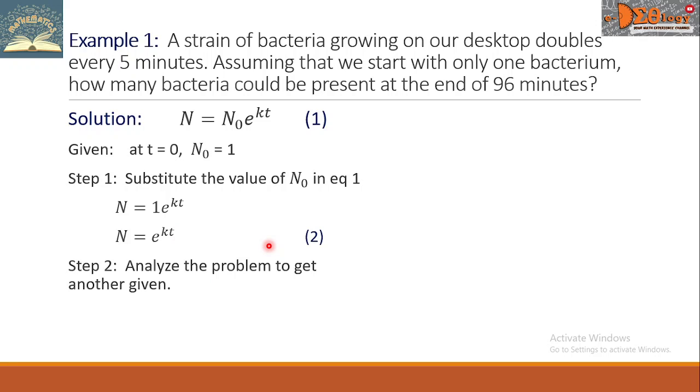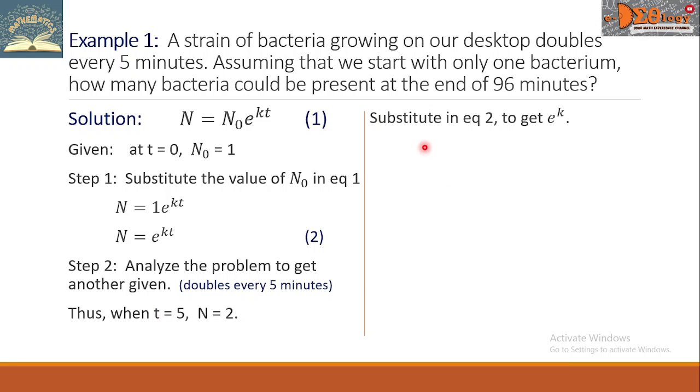Step 2, let us analyze the problem to get another given. Take note that the bacteria doubles every 5 minutes. We can conclude that when t equals 5, capital N equals 2. Substitute this value in equation 2 and then we will get the e raised to k. When we substitute, it becomes like this. The left side is 2 equals e raised to k times 5.